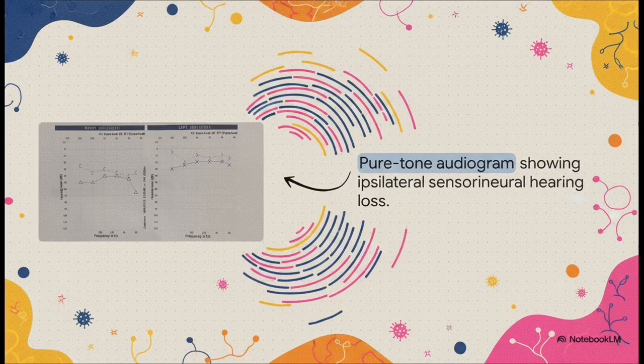When you're looking at a pure tone audiogram for these patients, you're typically hunting for an ipsilateral sensorineural hearing loss, and it's often concentrated right there in the higher frequencies. Documenting this is absolutely essential right out of the gate. Why? Because you need to establish a clear baseline. It's crucial for counseling the patient on their prognosis and, of course, for tracking their audiological rehab over time.